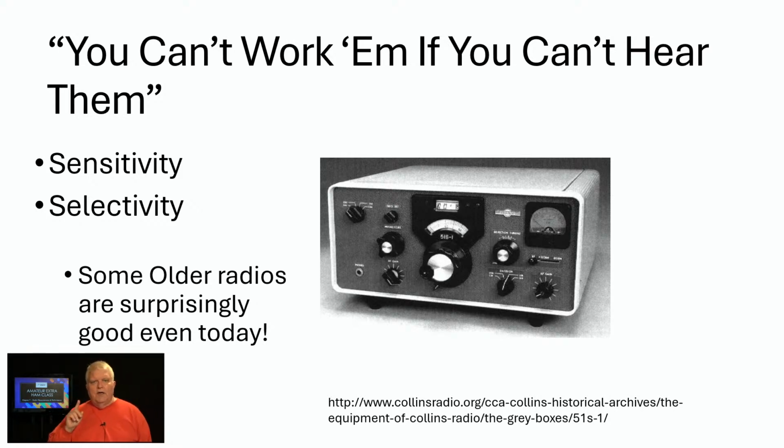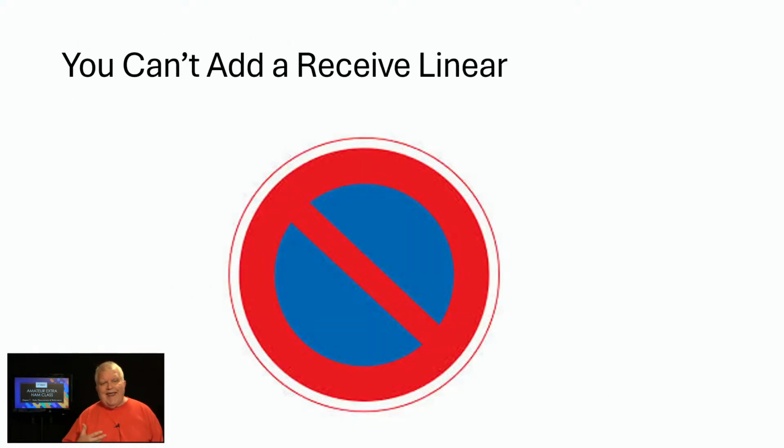Some of the older radios, this is a Collins, for example, are surprisingly good even today. The Collins and the Drake receivers, you'll see them at Hamfests. Is there still a market for those? Well, because they're good. They meet the sensitivity and selectivity rules that we want. And you can't add a receive linear amplifier like you can with a transmitter to increase its transmitter output power. You can't really do that with a receiver. The receiver's characteristics are kind of cooked in when they're designed.